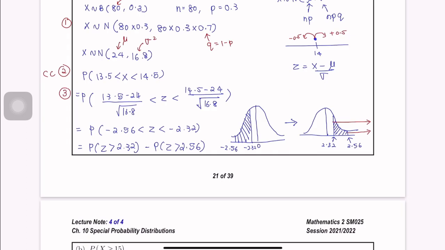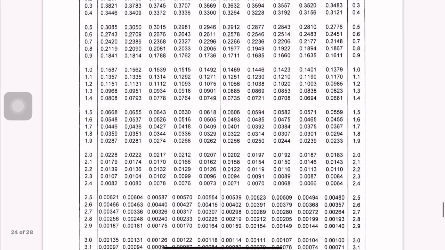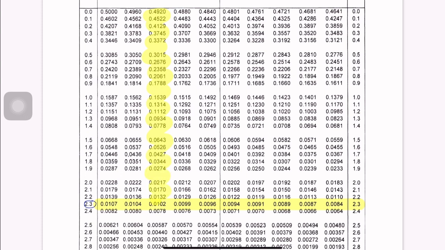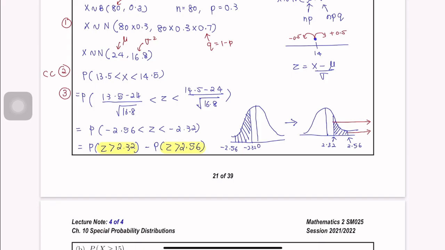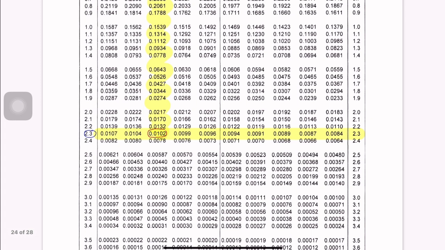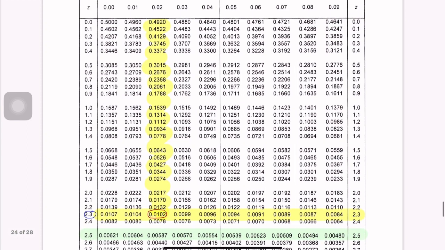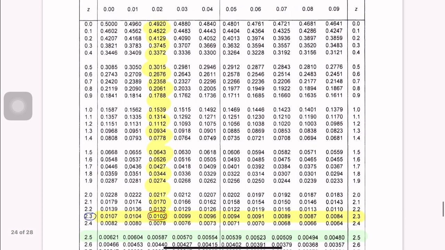Then we will check this value from the normal table, page 21. So 2.32: this row 2.3, this column 2.32. Where is it? This one, 0.0102. So just write the value 0.0102 minus again 2.56. We will use a different color: 2.5 and the value 6, so 0.6, look at the first row, the uppermost row. So what is the value we get here?